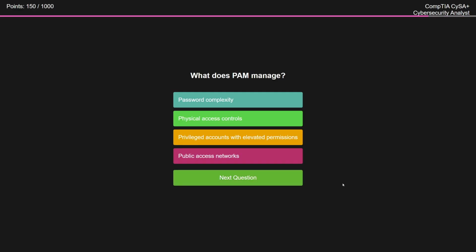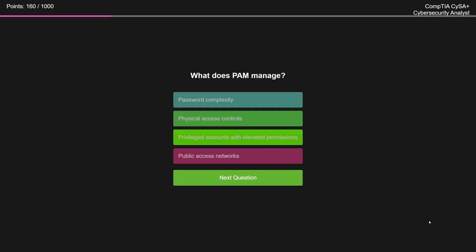What does PAM manage? Password complexity, physical access controls, privileged accounts with elevated permissions, or public access networks? And what does PAM stand for? It's privileged access management. I already know which one's right, because of privileged accounts and elevated permissions. With privileged access management, you're managing who has access to what, whether it's role-based access control or those different access control models. So that's basically what PAM is.